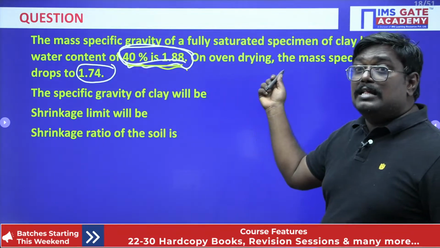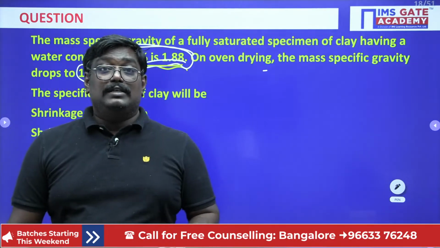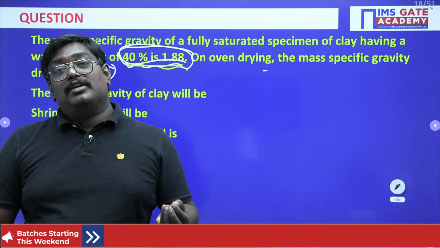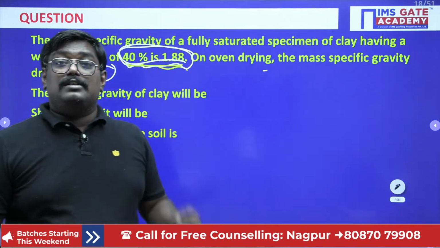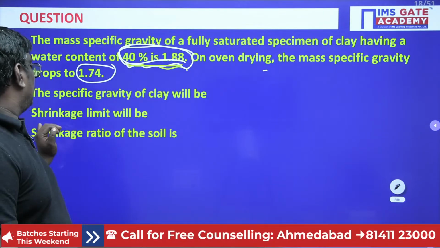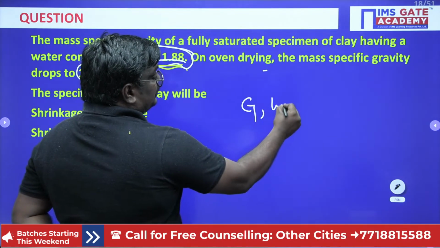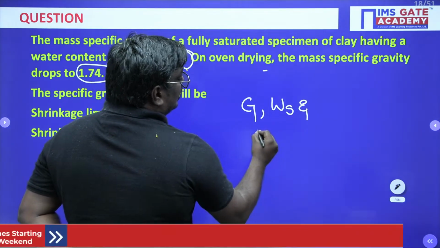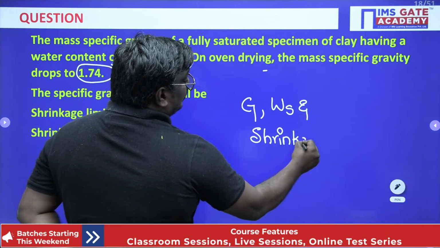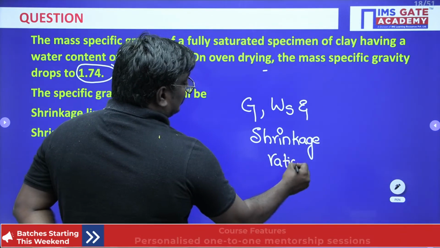On oven drying, the mass specific gravity drops to 1.74. So here what I would like to tell you is, initially the state of the soil is saturated. So after oven drying, now the state of the soil is dry state and the specific gravity is 1.74. Calculate the specific gravity of the clay, shrinkage limit they are asking, see. They are asking what is specific gravity, shrinkage limit and shrinkage ratio. They are asking all these three.